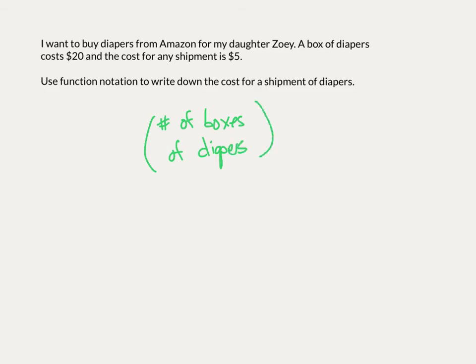Okay, so I don't know how many boxes of diapers I'm going to buy. So it could be anything. I could buy 1 box, I could buy 10 boxes. But if I know the number of boxes that I'm going to buy, each box is going to cost me $20, so I'm going to multiply that by 20. And then for everything, it costs $5 to ship it. So there's an additional $5 shipping charge. So this is a representation of the cost of having diapers shipped to my house.